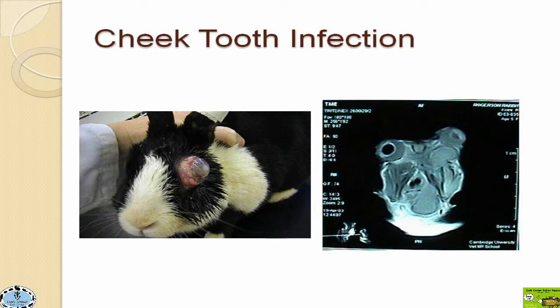And there's actually an MRI picture of this particular rabbit where you can see that there's something behind the eye. So this is the good eye, this is the bad eye that's bulging out, and this little area right here, that's a pocket of infection that's originating from a tooth root right there that's causing that eye to bulge out.